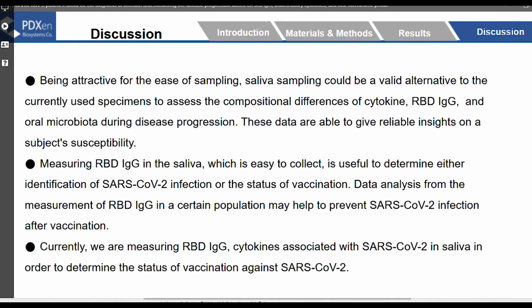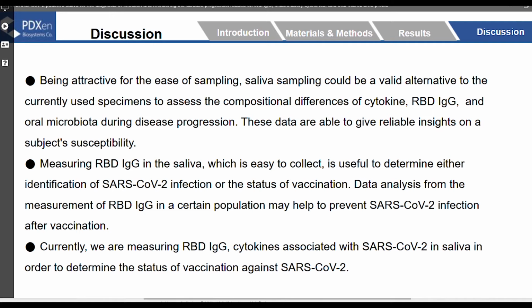To say this very shortly, using saliva is very attractive, because collecting blood is very difficult. With saliva, we just give them one bottle, they spit the saliva in it, and give it to us. We collect it all together and check RBD IgG, cytokines, and the microbiome, and then we can discriminate whether they are infected or vaccinated. So very easy.